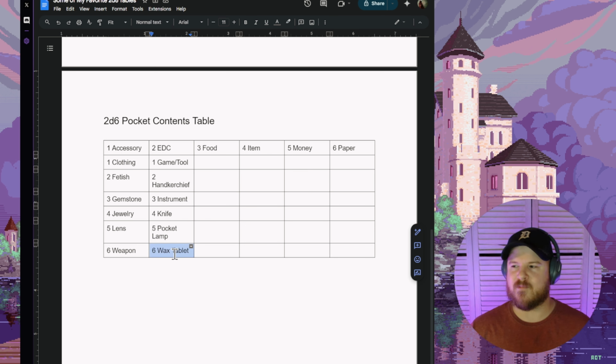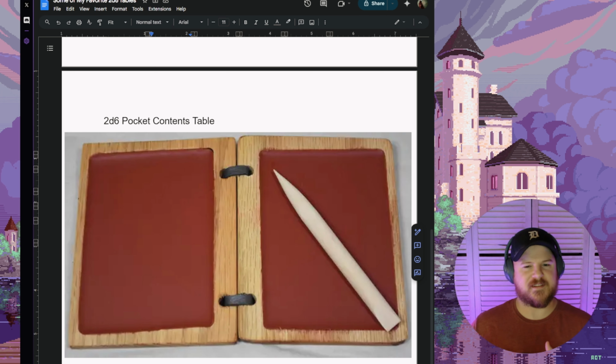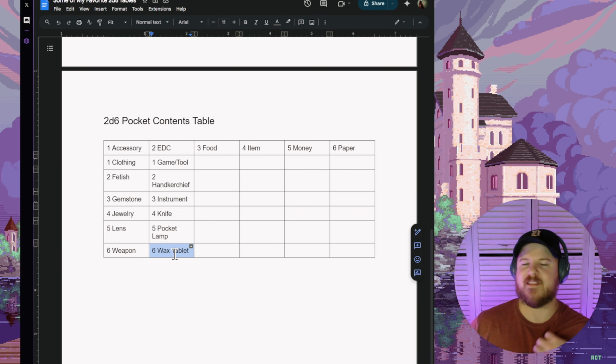And then 6 is a wax tablet. It could be a notepad. Notepads aren't really a concept in that era of historical anachronism that D&D kind of holds, so having just a flip notepad doesn't really make sense. But it could be a wax tablet or something like that. Or it could be a stick with tally marks on it. It could be anything of that nature.